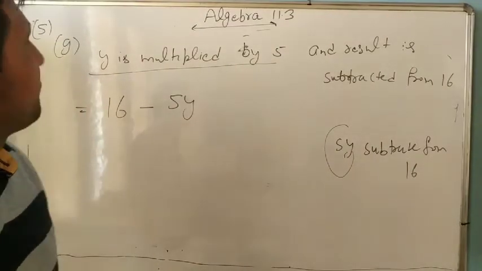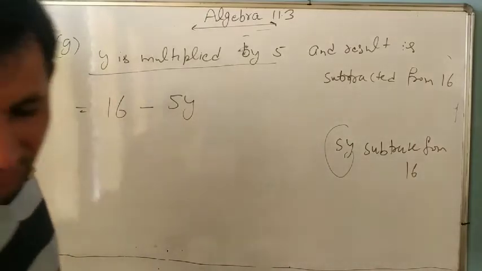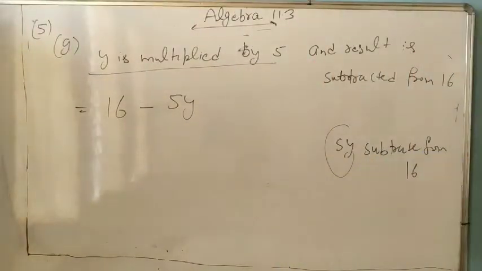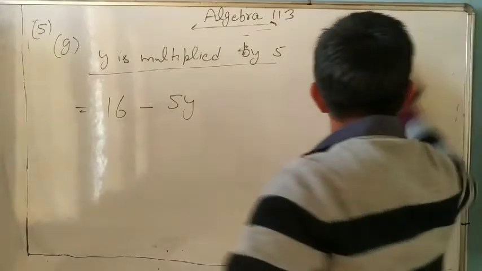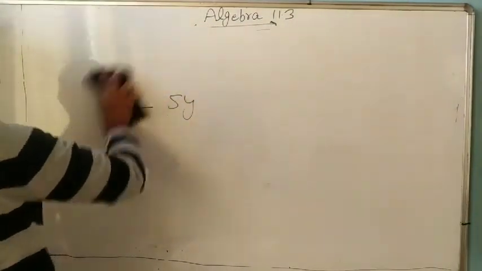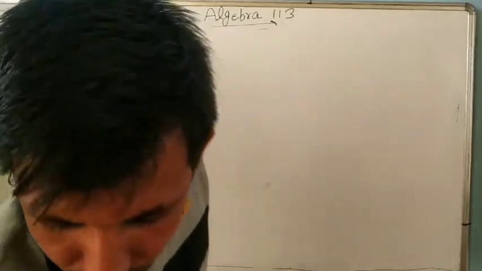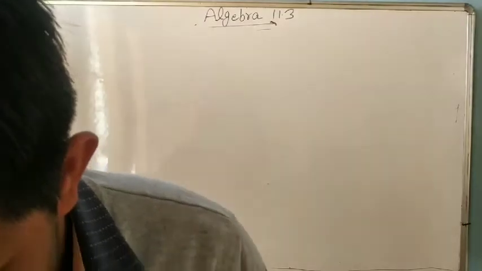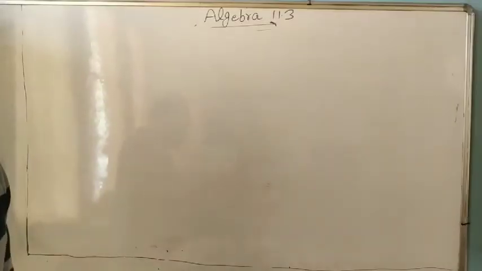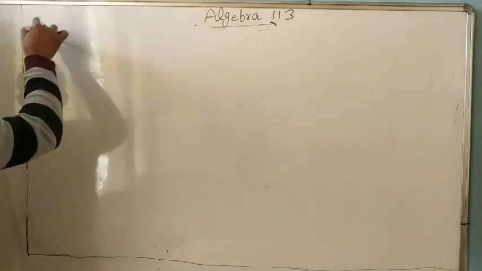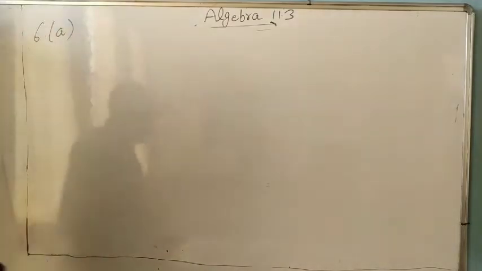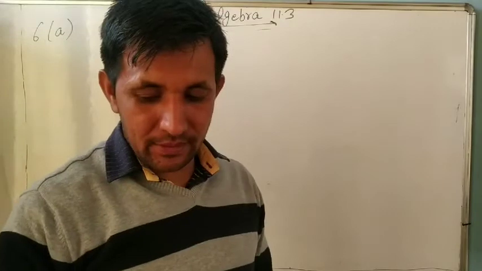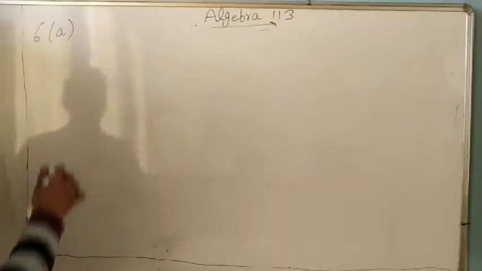Same as it is H part, you can do yourself. Very easy exercise. This one also. Now last question. We are going to this exercise. Sixth question, A part. From expression using t and 4.